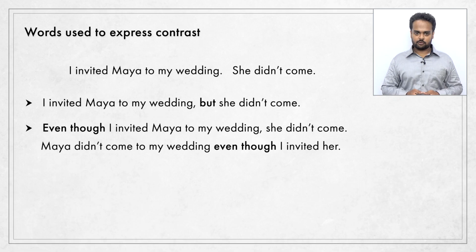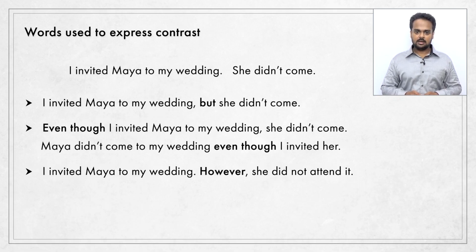Let's talk about however now. It has the same meaning as but. For example, I can say, I invited Maya to my wedding. However, she did not attend it. This sentence is similar to the previous examples, but notice that I've said did not instead of the short form didn't. Also, I've used the more formal word attend. That's because however is a formal word. In fact, in this wedding situation, however is not a good fit because in spoken language, we don't often use however. It's more common in writing.